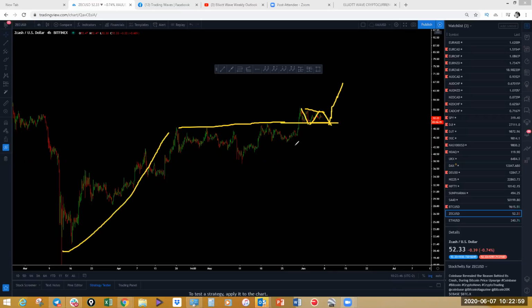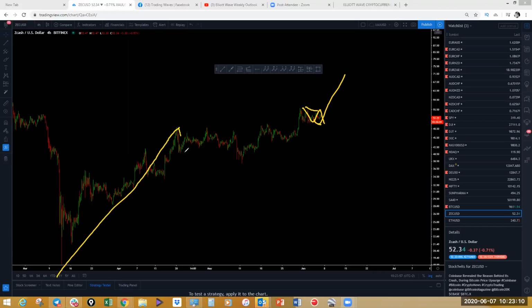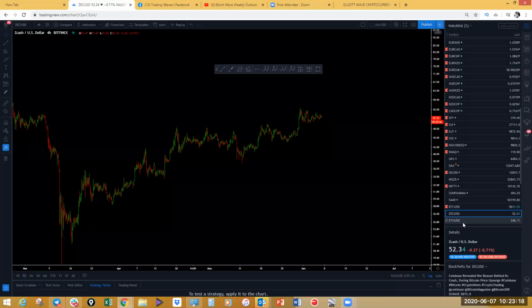Okay, so we already have that. So Zcash could be doing this move, but we need to wait for this confirmation here to confirm that the move to the upside is going to continue. So you see here, you've got 1, 2, 3 waves here, an expanding flat, and you're looking for Zcash to continue higher.